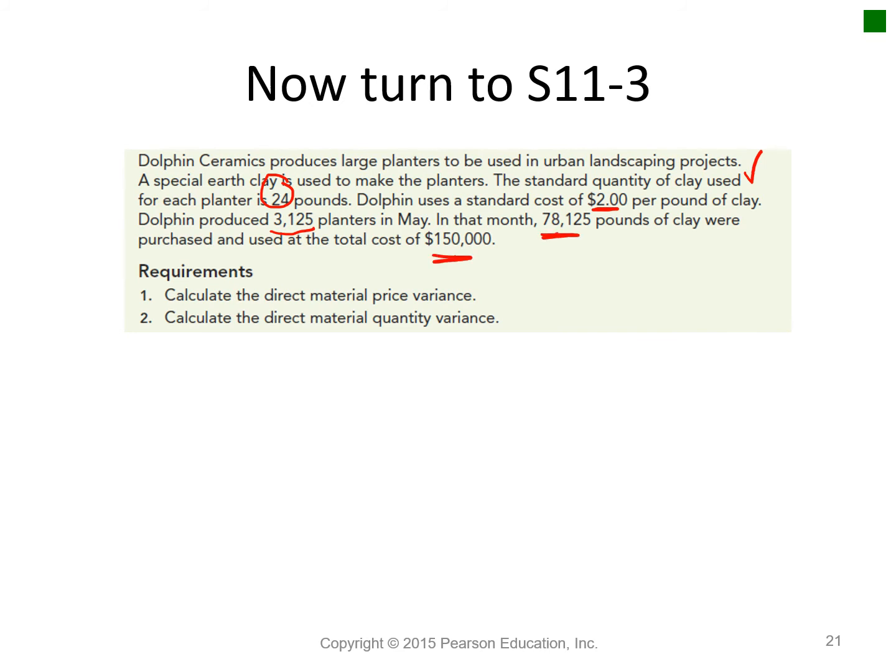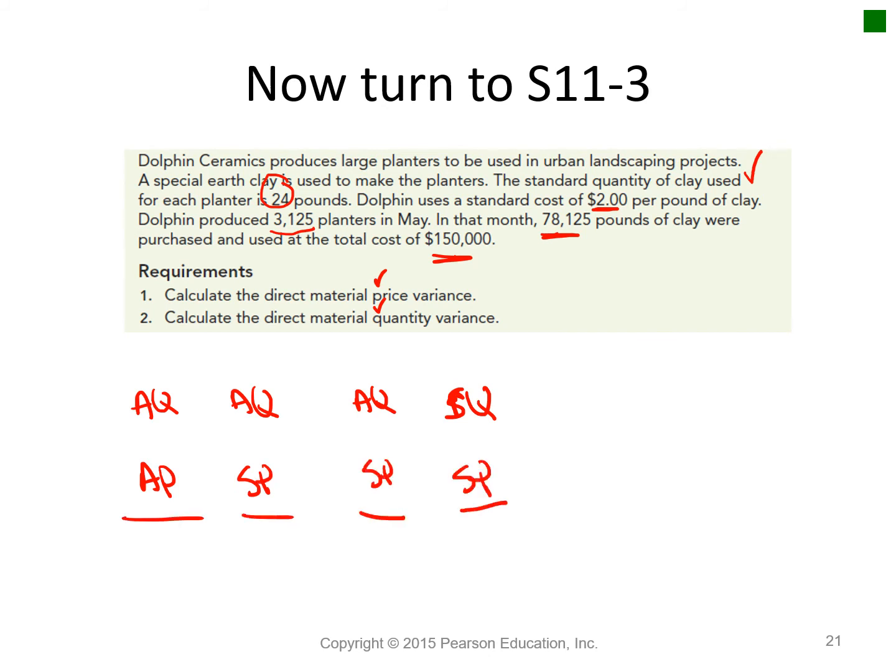So the way I typically set mine up is they want the price and the quantity variance, so I like to write out my letters like this. I've got AQ, AP, which represents your actual price. You have another AQ here, which is going to represent our usage, and then of course we're going to have our standard quantity. And when I write all this stuff out, I'm going to fill in the numbers here and show you what I'm trying to calculate. And this really works for every problem.